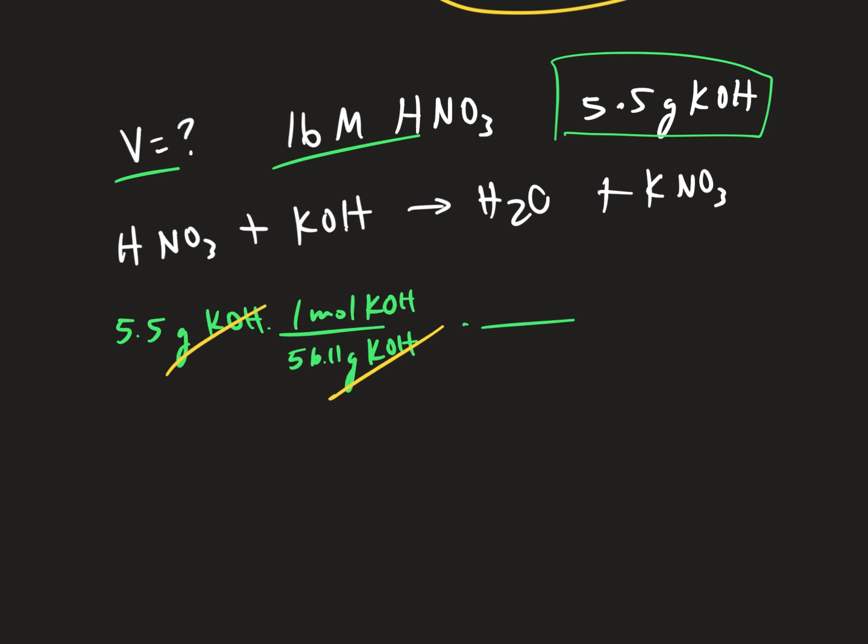Now what do we convert to? We got to find volume of what? HNO3. We got to go to a different substance. So what do we use? Mole to mole ratio, right? What's the mole to mole ratio? Oh, they're all ones, right? Okay. So 1 mole of potassium hydroxide to every 1 mole of nitric acid. That goes away.